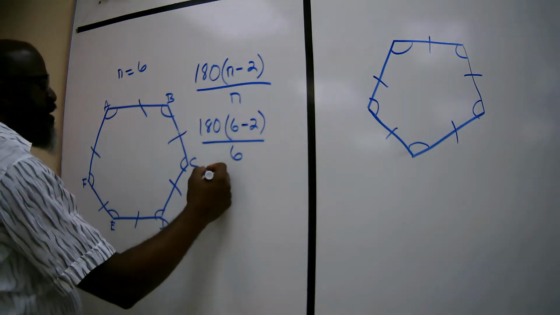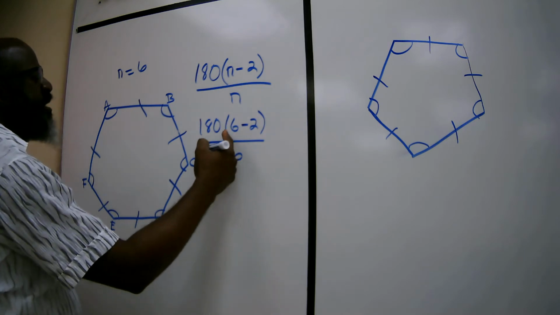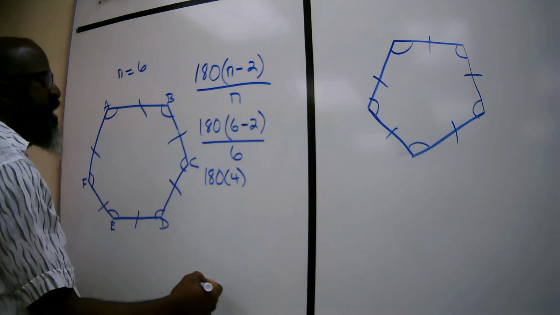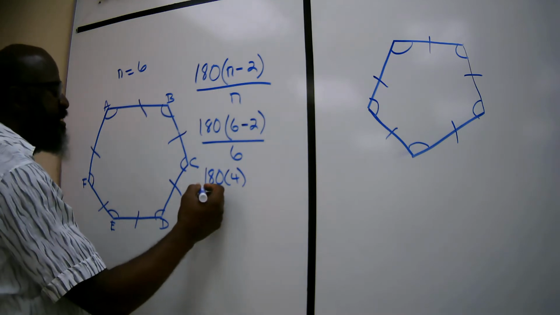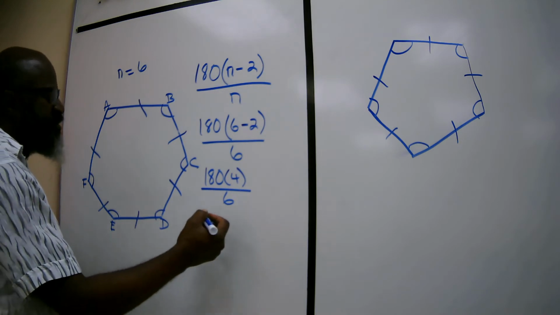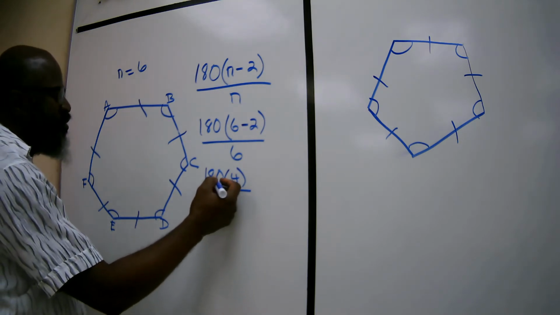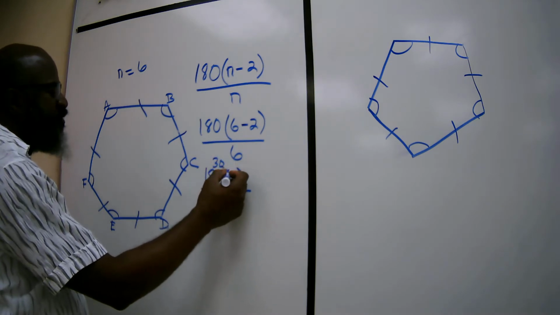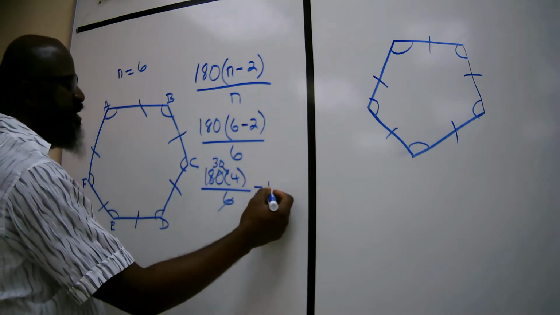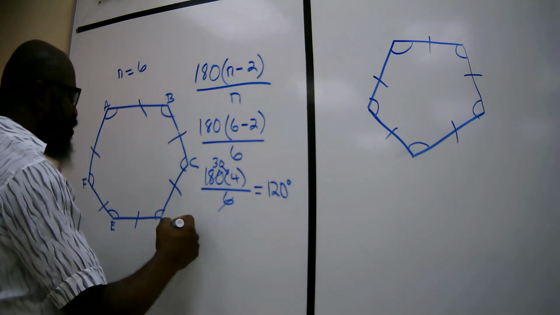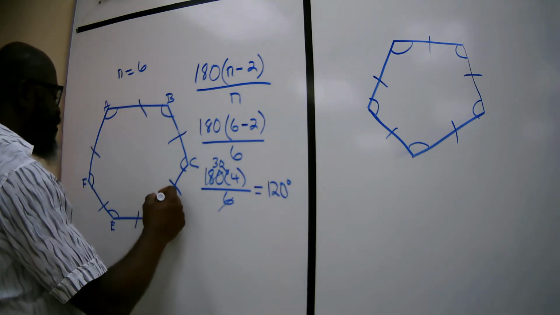So we end up with 180 times (6 minus 2), and 6 minus 2 is 4. You will have 4 times 180, and you divide it by 6. This can be simplified. You can ask yourself how many times 6 goes into 180. That will give you 30 times. 30 times 4 is 120. So the measure of each angle in a regular hexagon is 120. Each angle will be 120 degrees.